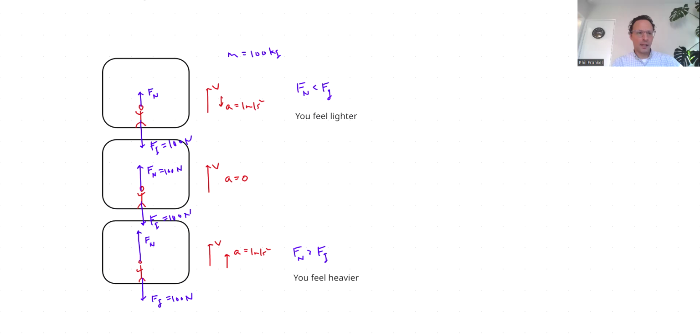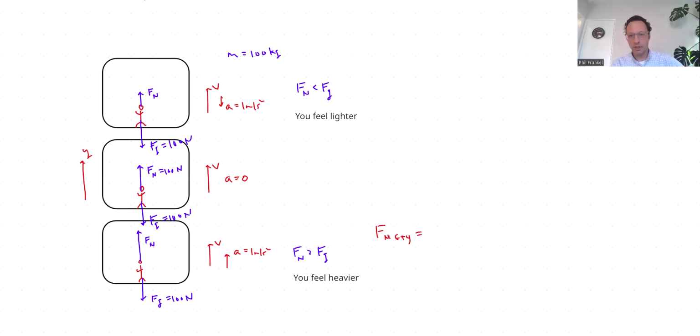Now, what would a scale measure in each of these three situations? I didn't draw the person standing on the scale, but we know that a scale would read the normal force exerted on the person's feet. So let's take a look at this bottom picture here. The y-axis will point up for us. And if I apply Newton's second law in the y direction for this person, I get the following.